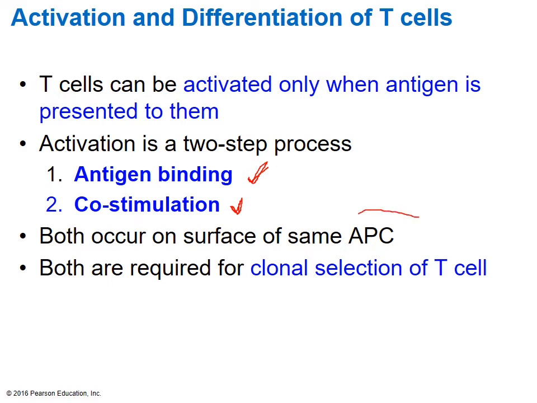Both of these will occur on the same antigen presenting cell, and both of them are required for clonal selection of the T cell. What that means is basically once the cell has recognized the foreign entity, that T cell that becomes primed, that becomes activated, will make lots of clonal copies of itself, so it can increase its numbers and thereby have a more amplified response as it goes off to fight the foreign entity that was presented through the MHCs.